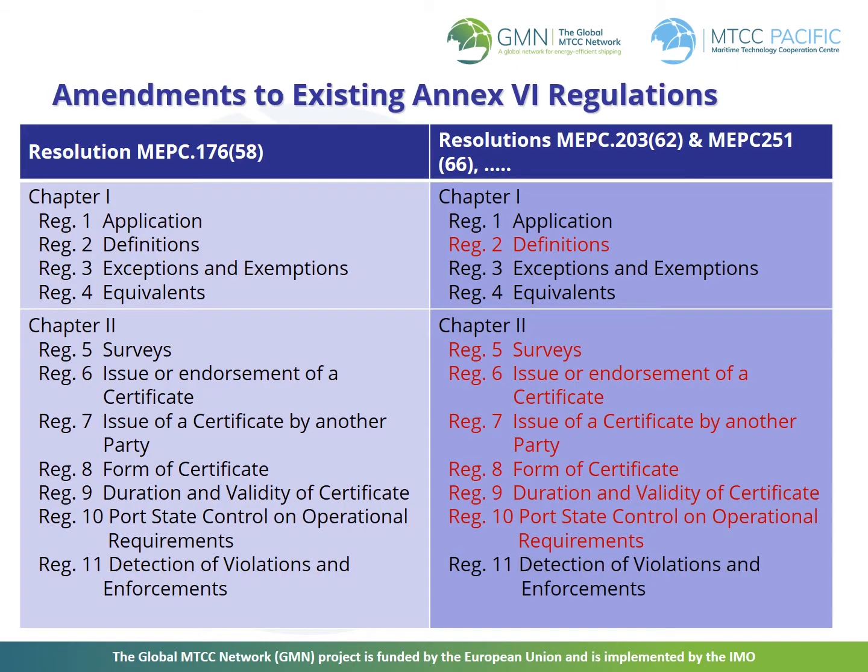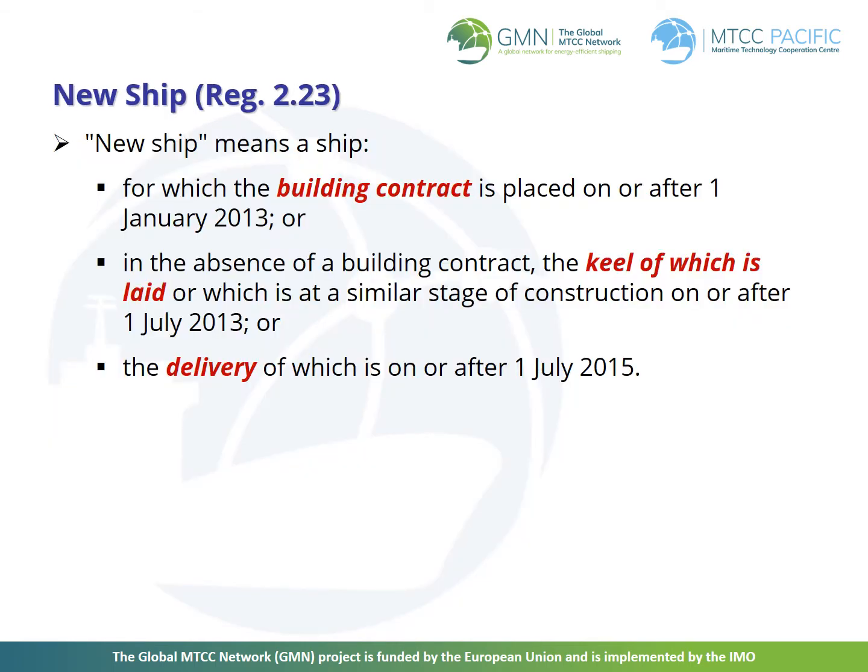The table on the slide summarizes the existing regulations in Chapter 1 and 2 of MARPOL Annex 6, and the ones that were changed, which are indicated in red, to accommodate the energy efficiency regulations. Regulation 2.23 clarifies the definition of a new ship.